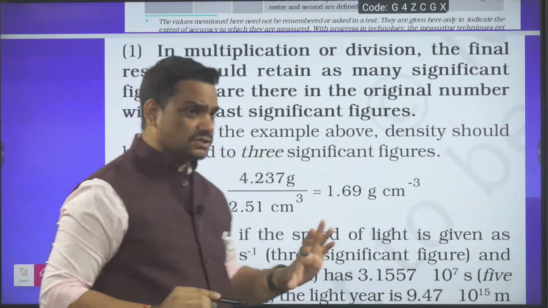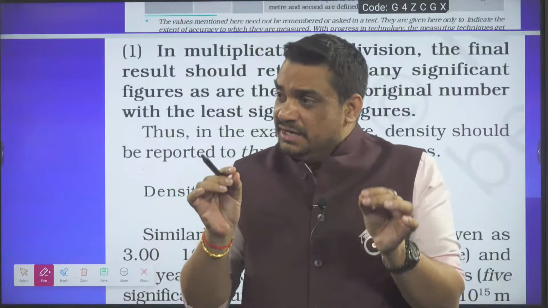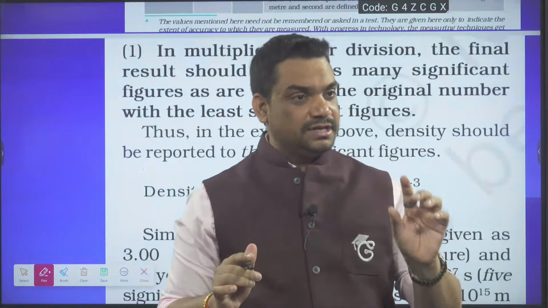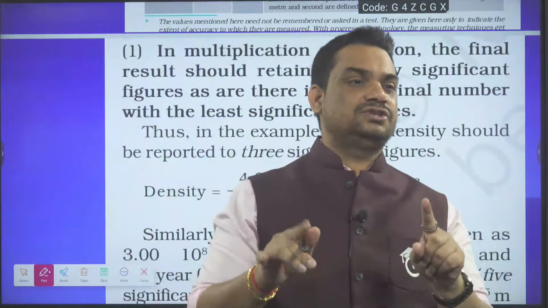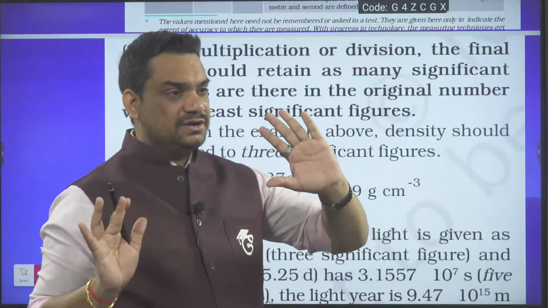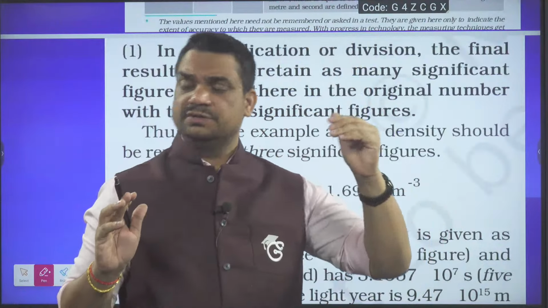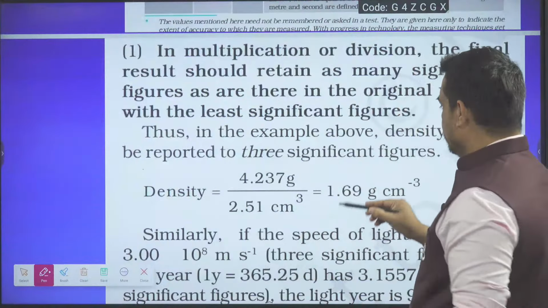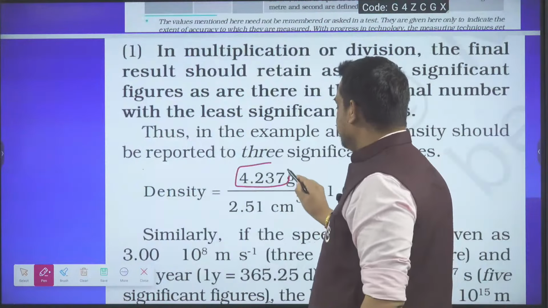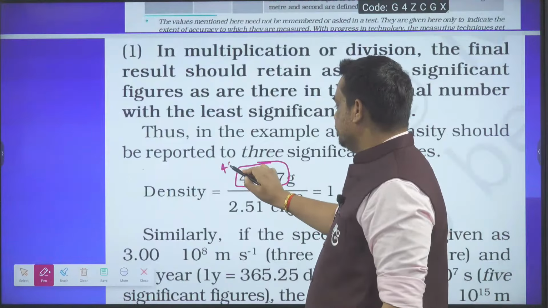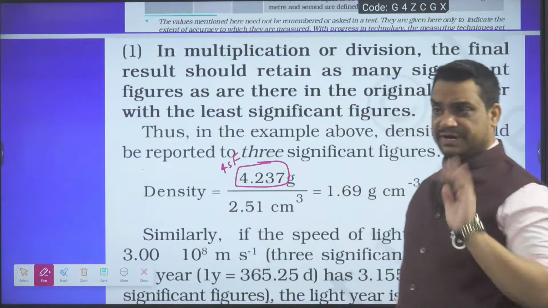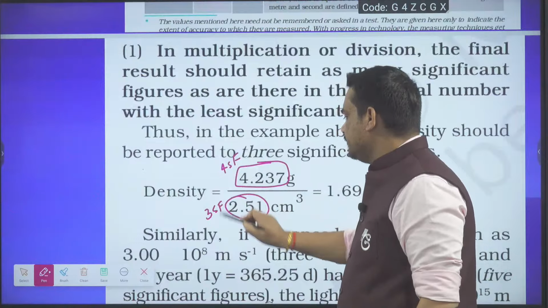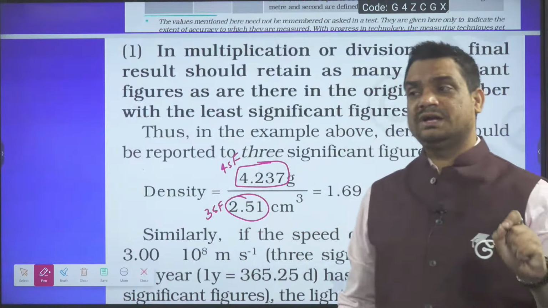If I summarize this, whenever you are doing multiplication and division, the final result should have the least number of significant figures, because we are doing multiplication or division of two numbers. Like in this example, how many significant figures does this one have? Everyone can find 4 significant figures here. In this one, how many? 3 significant figures.